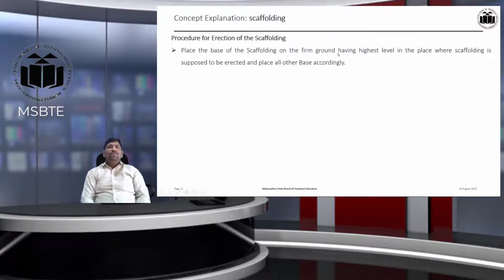Basically, the erection of scaffolding should be done as per the norms given, one step at a time. So we are looking at the procedure for erection of the scaffolding, in which the first and foremost step is to place the base of the scaffolding on firm ground, at the highest level in the place where the scaffolding is to be erected, and place all other bases accordingly.